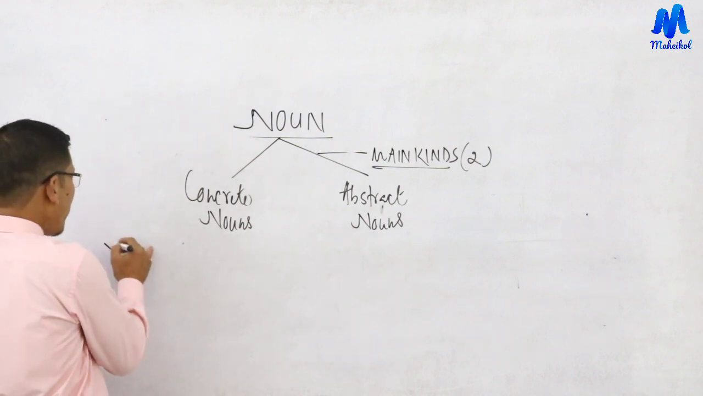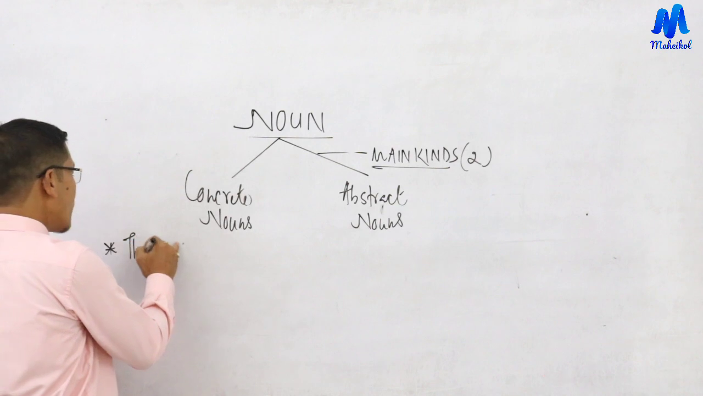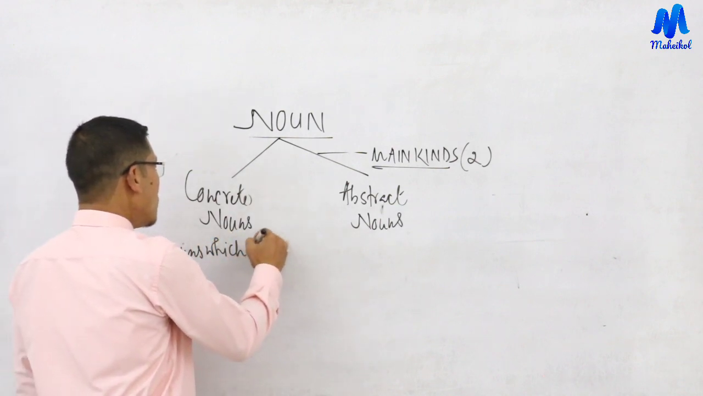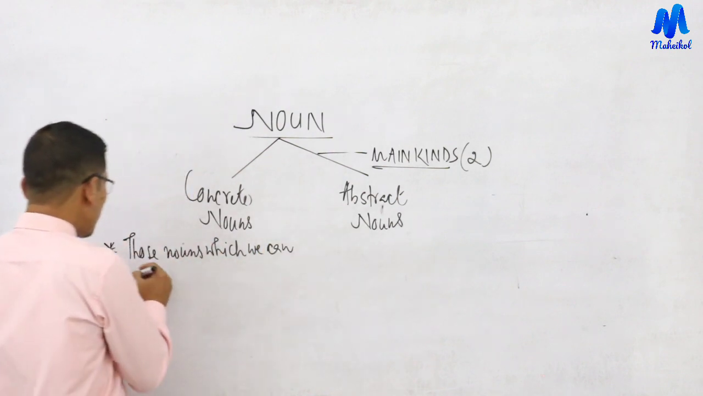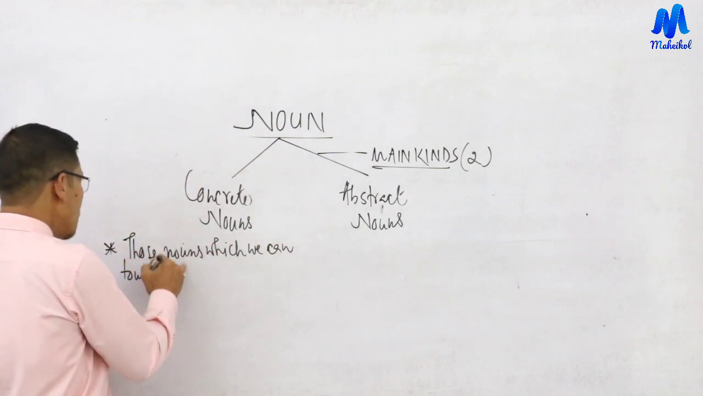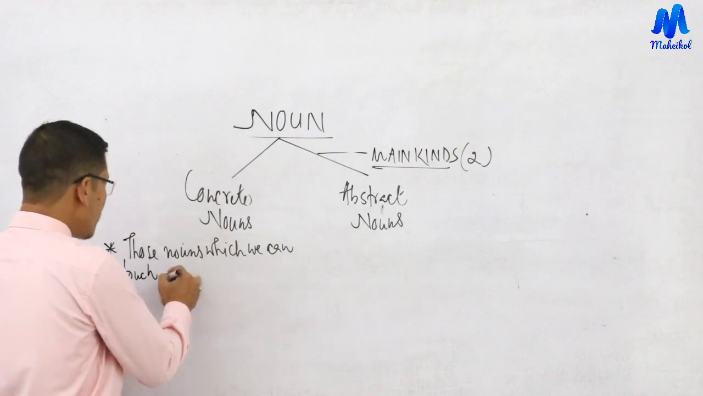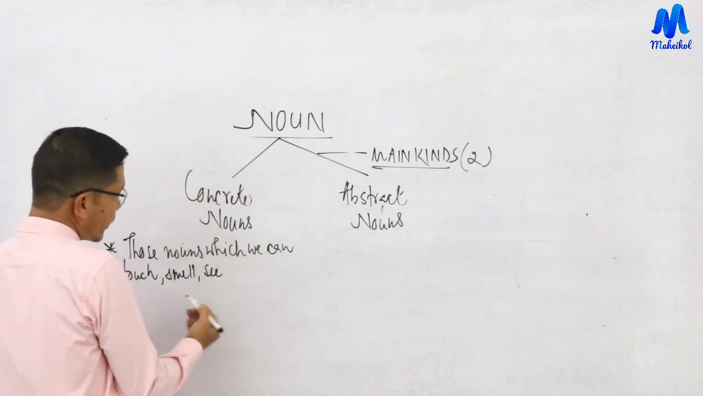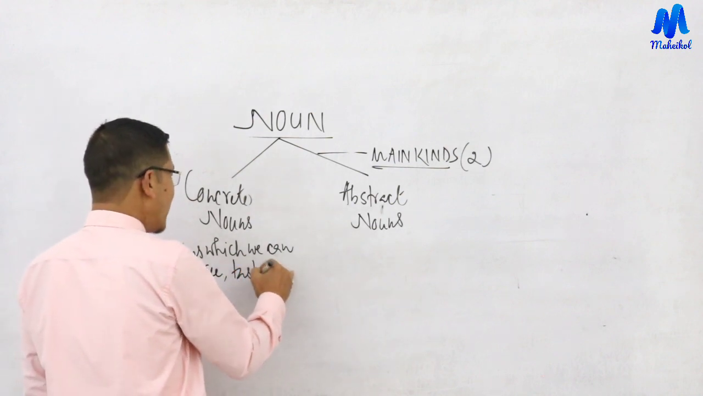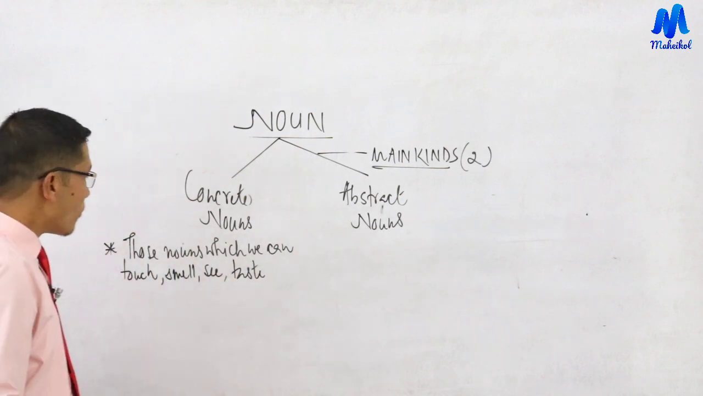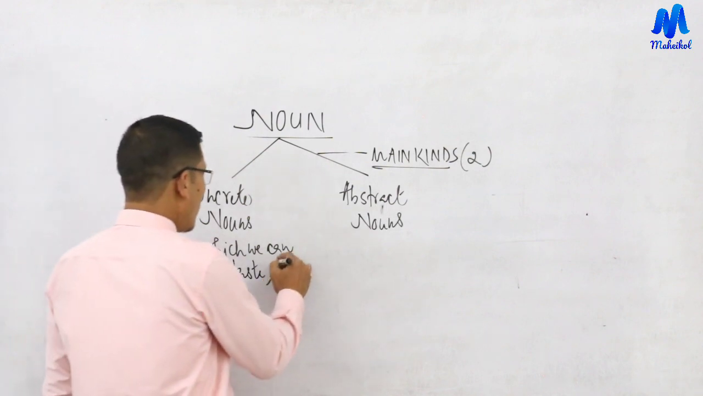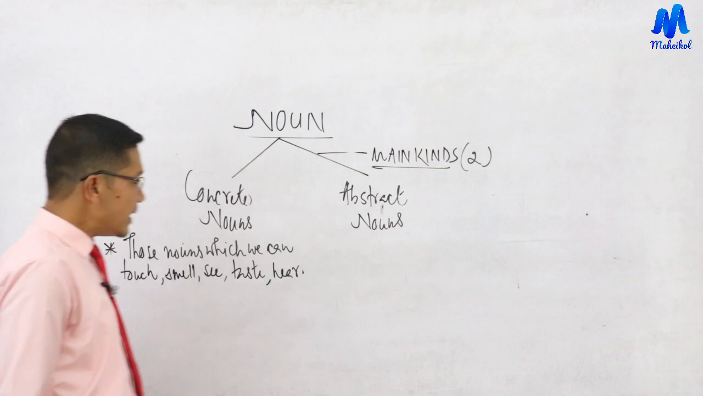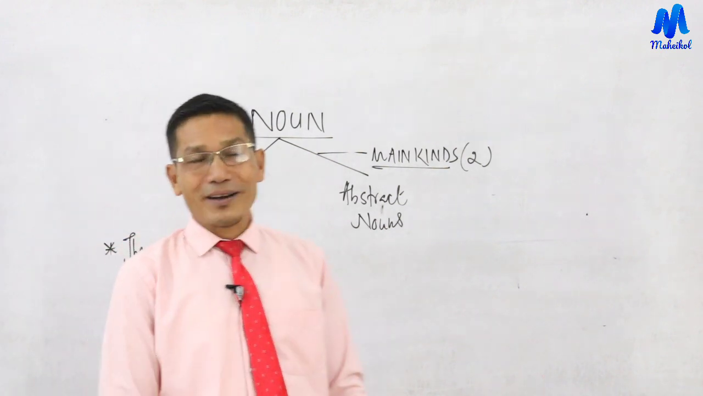Now, the concrete nouns are those nouns which we can touch, even smell, see, touch, even taste. All the sense organs are involved. Hear. Those nouns which we can touch, smell, see, taste, hear. These are the concrete nouns.